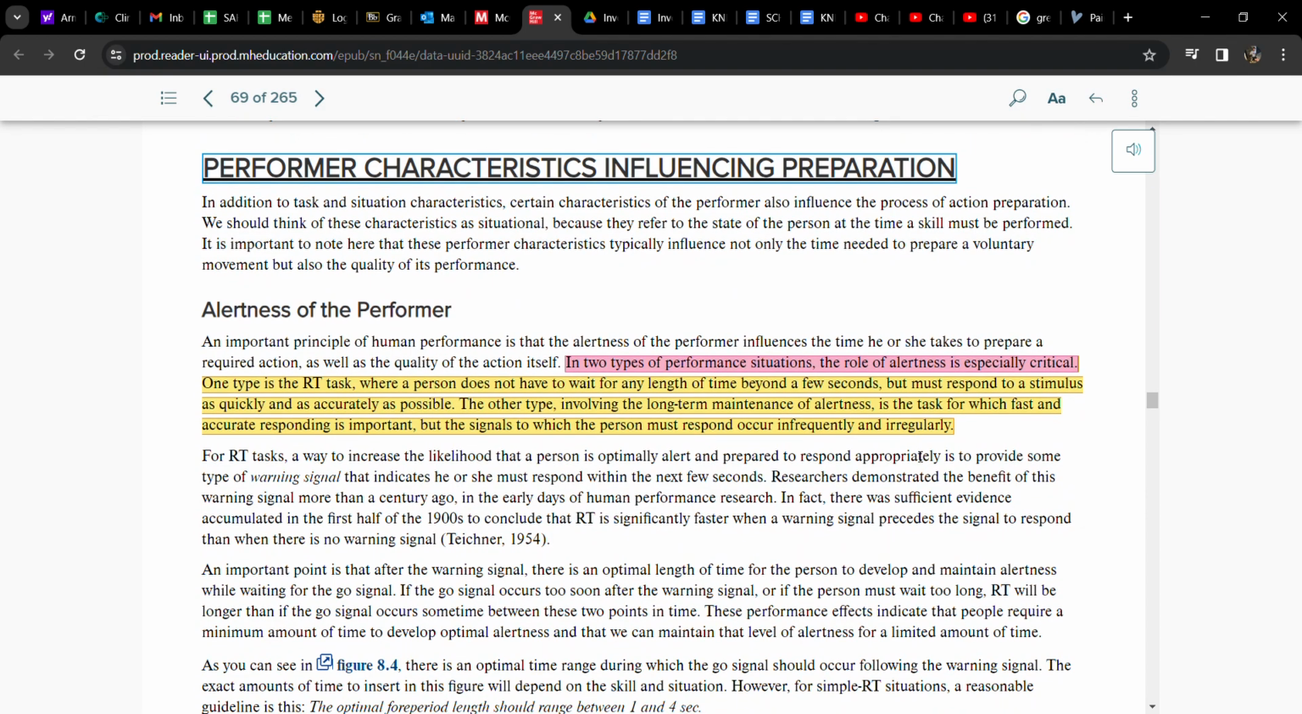So next we're going to talk about performer characteristics and how they influence preparation. So we're going to just quickly go through these parts. I don't want to spend too much detail on this. So the first part is the alertness of the performer.